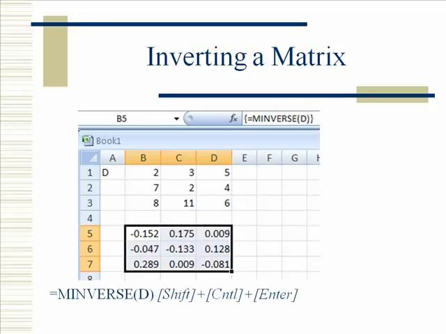The way we will do that, though, in Excel is we'll use a command called MINVERSE. M once again stands for matrix inverse. Simply give it the matrix to be inverted. Make sure you've pre-selected the area. Shift Control Enter.